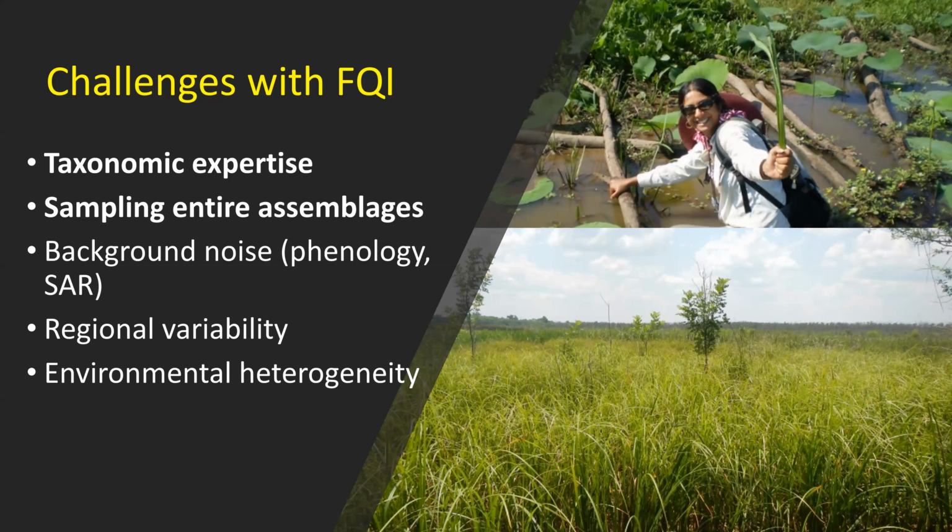So think of the state of Oklahoma, for example. It has only one set of C scores assigned to the entire state. But if you think of the panhandle in the northwestern corner, the plants over there, the surroundings are going to be very different from those in the southeastern corner that's heavily forested. So that regional variability can be problematic with FQI.